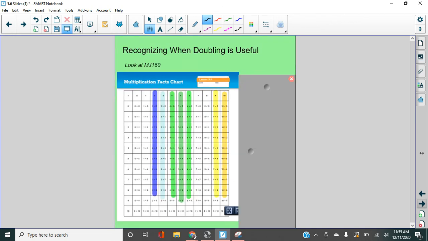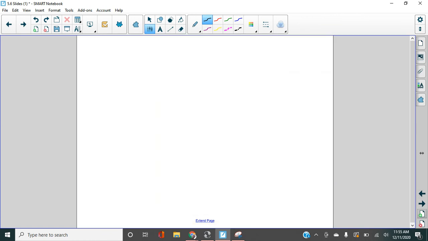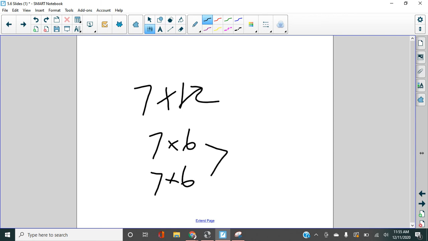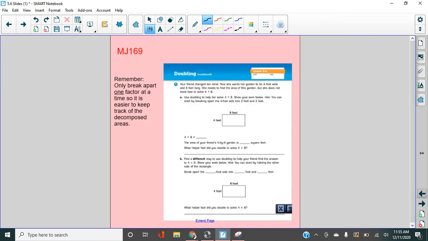this strategy is valuable when you have something like 7 times 12, right? And we're not doing 7 times 12 right now, but 7 times 12 is the same as 7 times 6 and 7 times 6, right? So it's important to know how to do this so that you can use this strategy for other problems that you don't know yet.